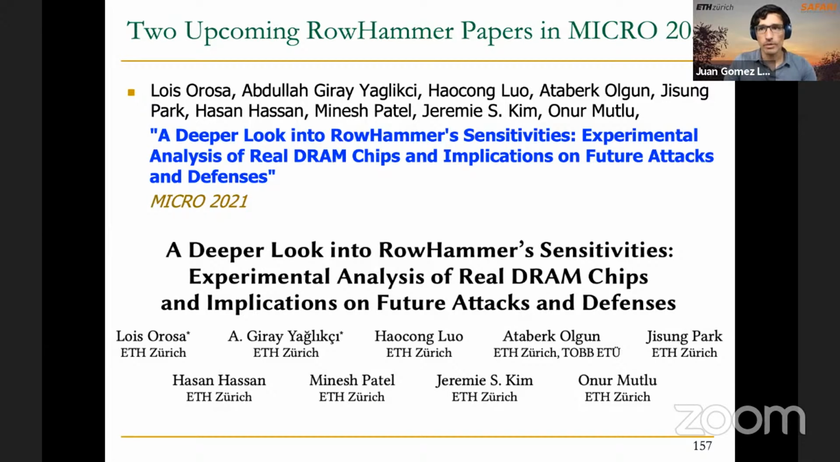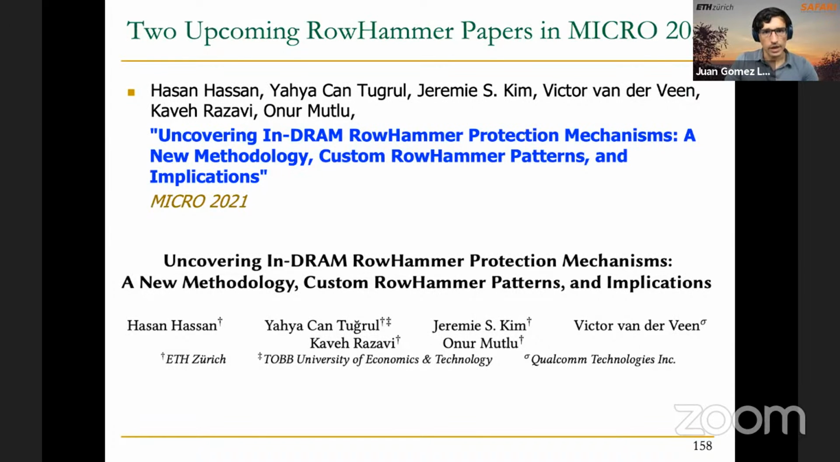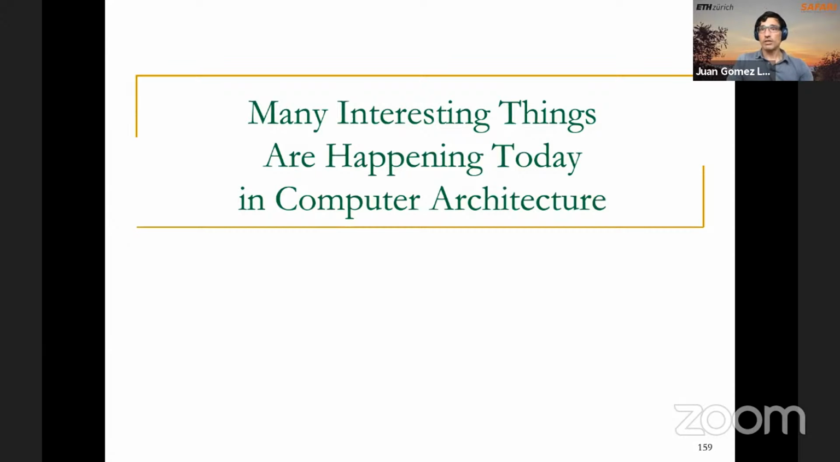The latest news about RowHammer is that two of our papers about RowHammer got accepted at MICRO 2021 and will be presented at this conference in the next weeks, actually in very few weeks. I think it's in October. This is the first one, a paper led by Lois and Giray, and this is another one led by Hassan, again about protection mechanisms and a new methodology to figure out what these protection mechanisms are. So many interesting things are happening today in computer architecture.